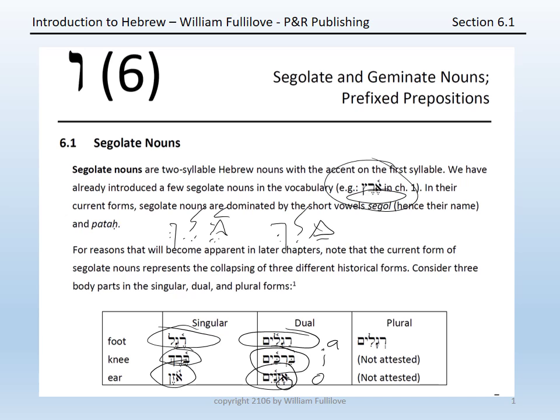Note that this is a kametz hatuf. Later in the grammar, it will be important to recognize that these three different classes of segolates exist. For now, just be aware that segolate nouns hide three different vowel patterns, which may become apparent in the dual, the plural, or other forms of the noun.